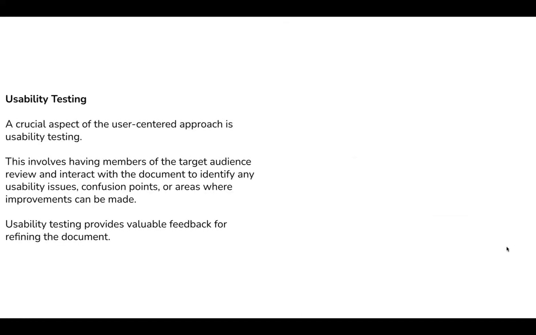So the next one is usability testing. A crucial aspect of the user-centered approach is usability testing. This involves having members of the target audience review and interact with the documents to identify any usability issues, confusion points, or areas where improvements can be made. So, in your audience analysis, you might have talked to some of the target audience for the article, like one or two people that you know are probably going to use this document to work.